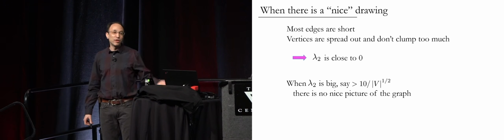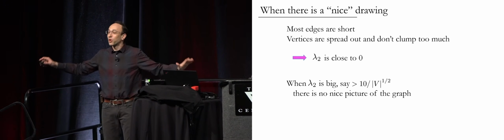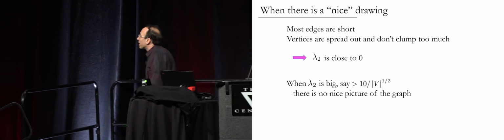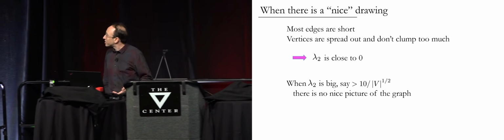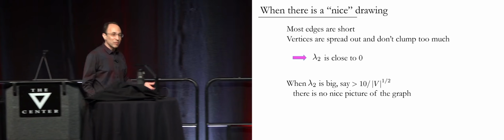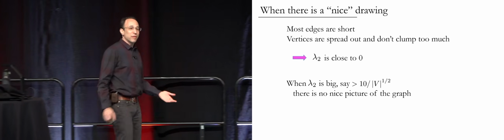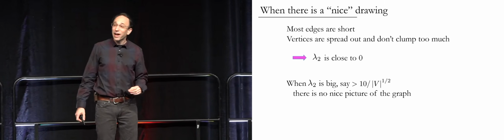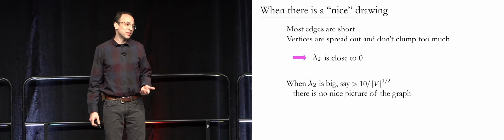Some years I say you define it. This is a very robust homework problem. It works under all definitions of nice. But usually I mean something like most edges are short and the vertices are reasonably spread out. So some measure of them not clumping too much anywhere. You can prove that if there is a nice drawing of a graph, then lambda 2 is close to 0.